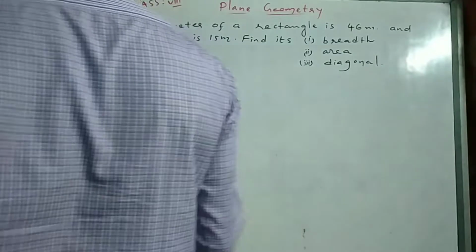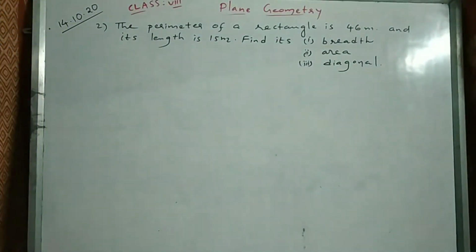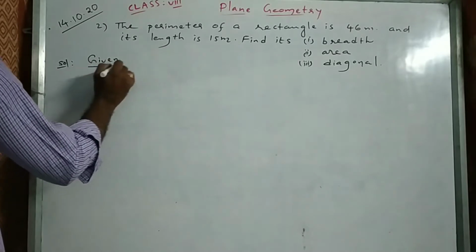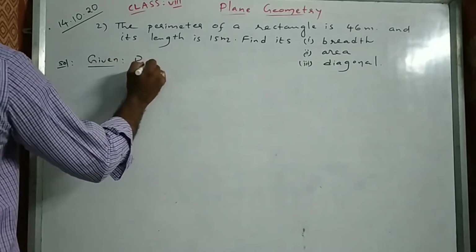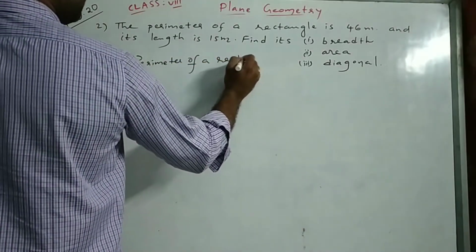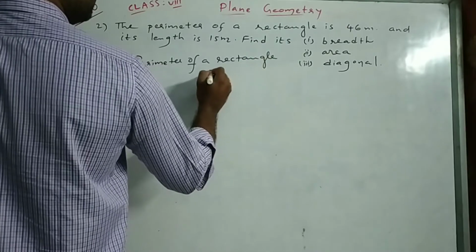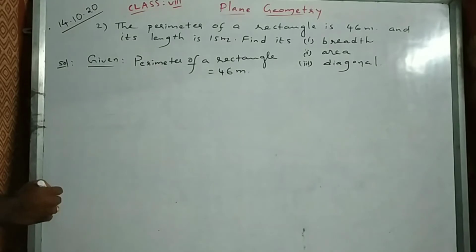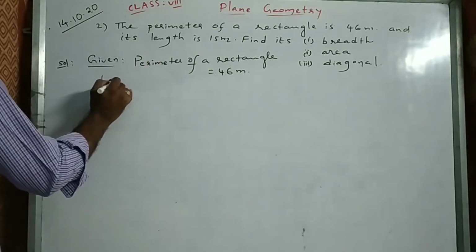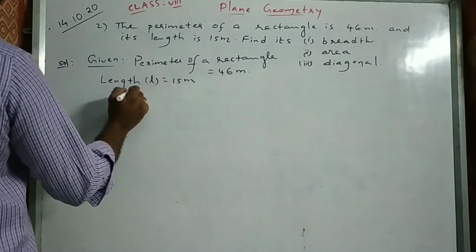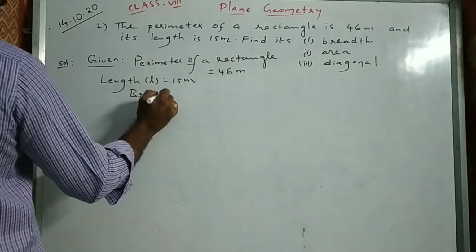What is the length of diagonal of a rectangle? I told you just now, root of L square plus B square. So what is given here? You write first. What is given? Perimeter is given. Perimeter of a rectangle, how much? 46 meters. But we know the formula of perimeter of rectangle, right? Length is also given. Length L equal to how much? 15 meters. I will find out breadth. First breadth we should find.